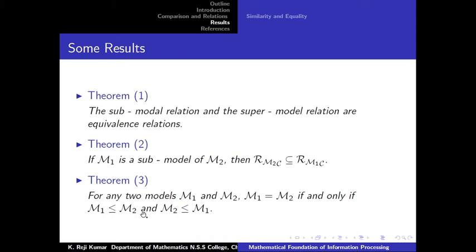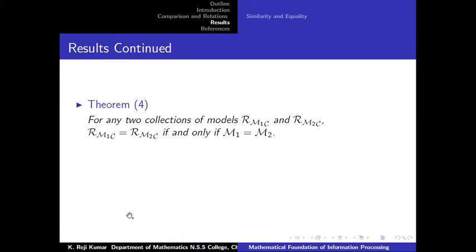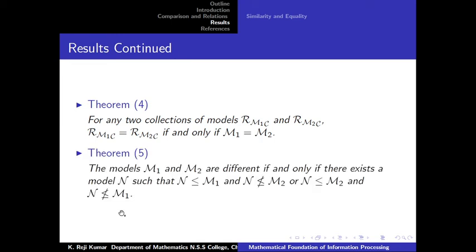Next theorem: for any two models M1 and M2, M1 equals M2 if and only if M1 less than or equal to M2 and M2 less than or equal to M1. That means the two models are equal if and only if each is a submodel of the other. Theorem 4: for any two collections of models R M1 C and R M2 C, R M1 C equals R M2 C if and only if M1 equals M2. The models M1 and M2 are different if and only if there exists a model N such that N less than or equal to M1 and N not less than or equal to M2, or N less than or equal to M2 and N not less than or equal to M1.